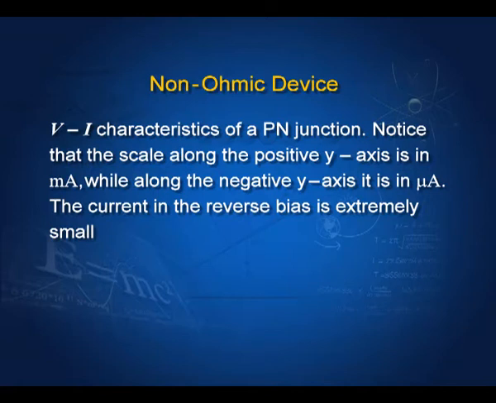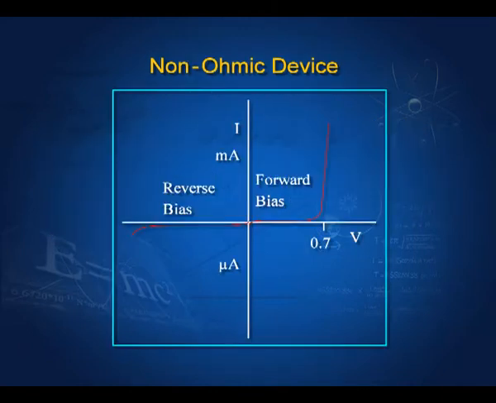Non-ohmic devices are those where the relationship between I and V is not linear, as in this case. This is a p-n junction. There, the relation between I and V is not linear. Therefore, it is a non-ohmic device.